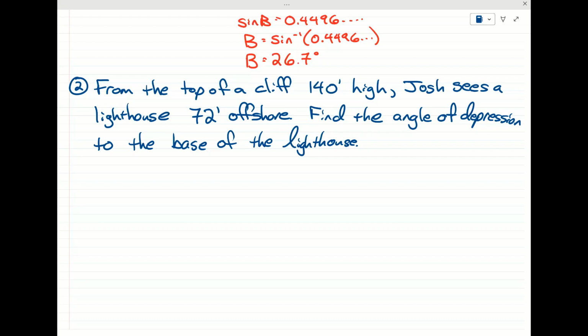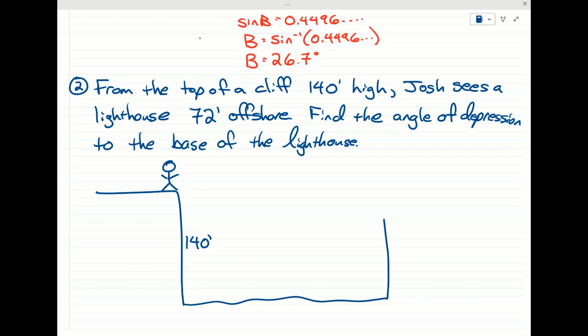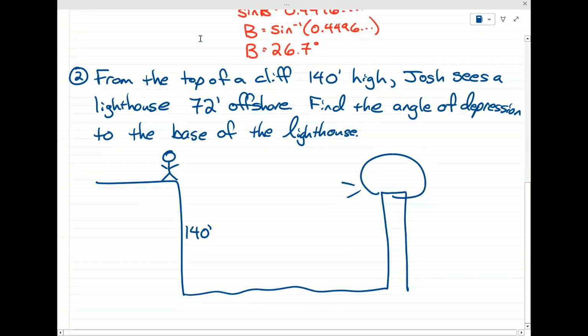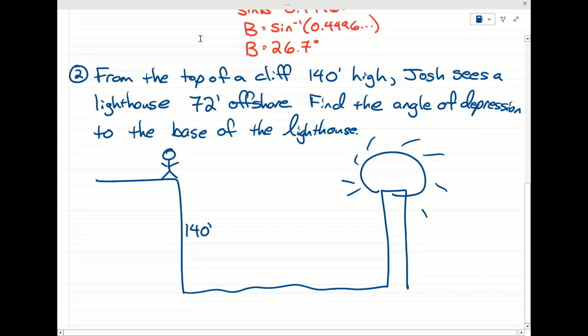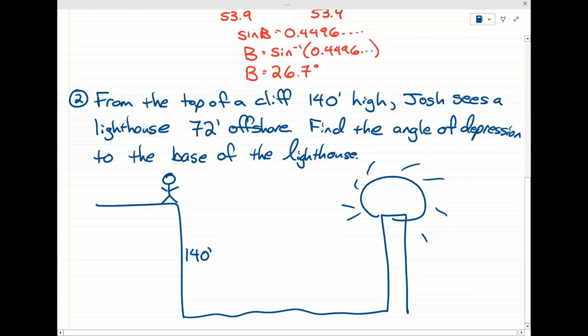All right, so if we're going to set this up, let's draw a cliff. Josh is here, it's 140 feet high, and he sees a lighthouse. The lighthouse is 72 feet offshore. And we want to find the angle of depression to the base of that lighthouse.